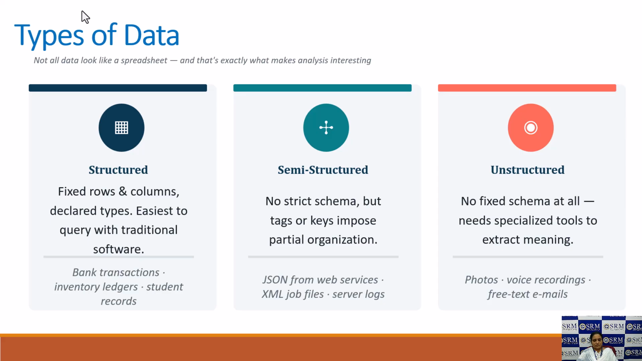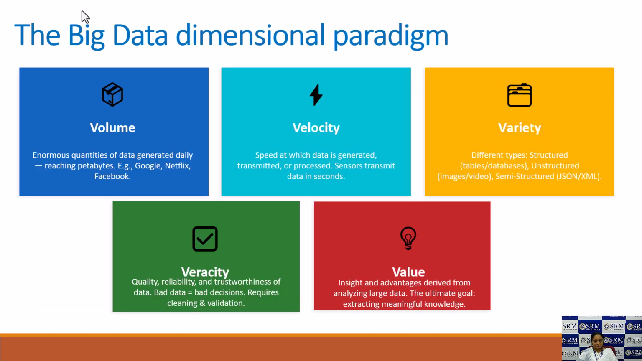Whereas semi-structured means no strict schema is there, but tags or keys impose partial organization. So JSON and XML files all belong to semi-structured. If we say unstructured, there is no fixed schema at all and it needs specialized tools to extract meaning. For example, image, video, audio, any free text, emails and then voice recordings, everything belongs to unstructured.